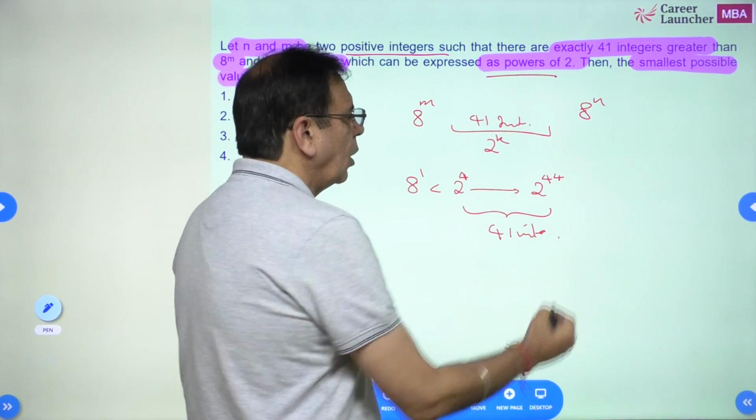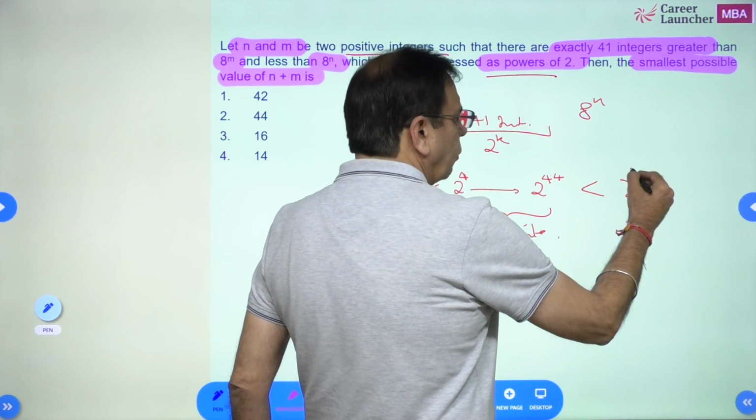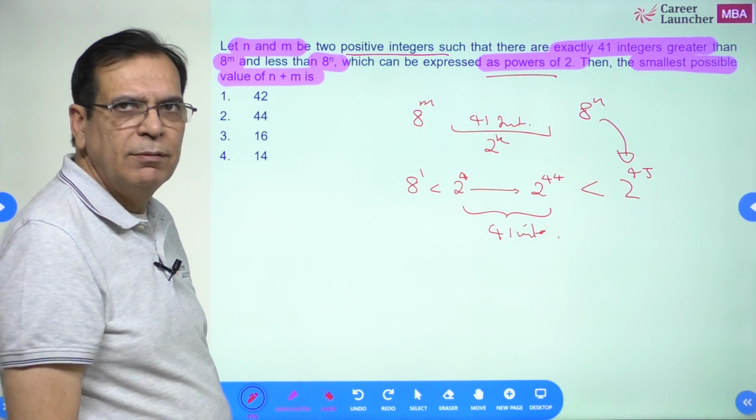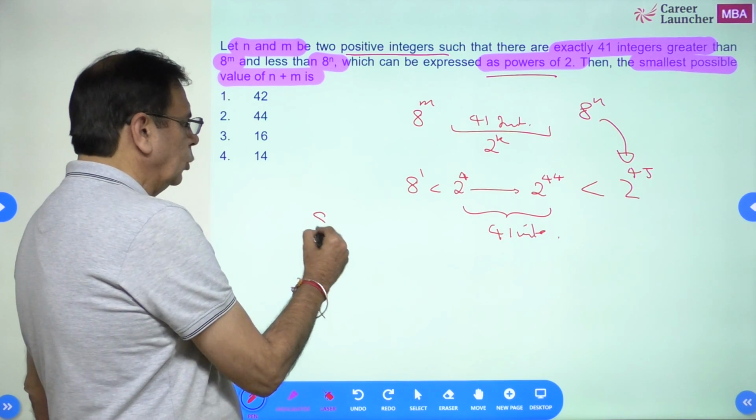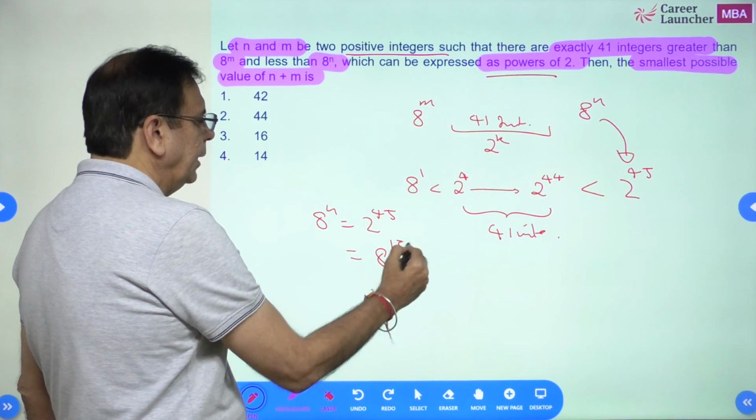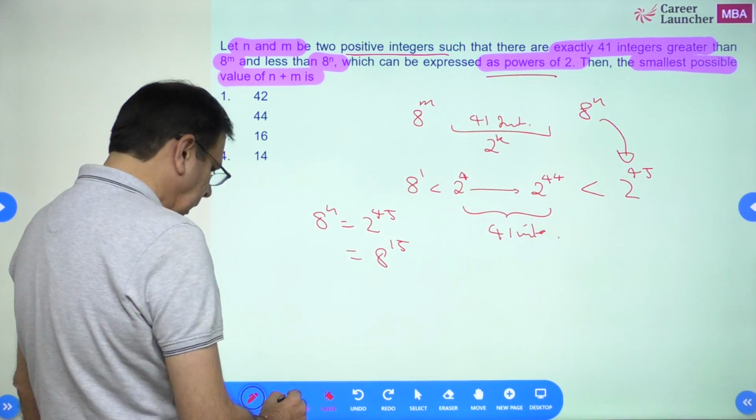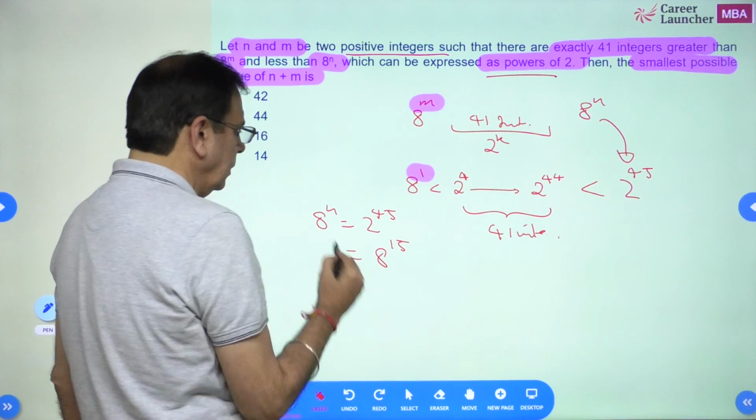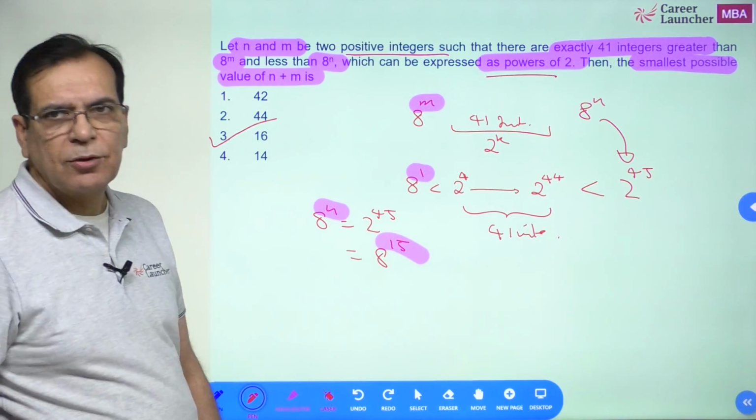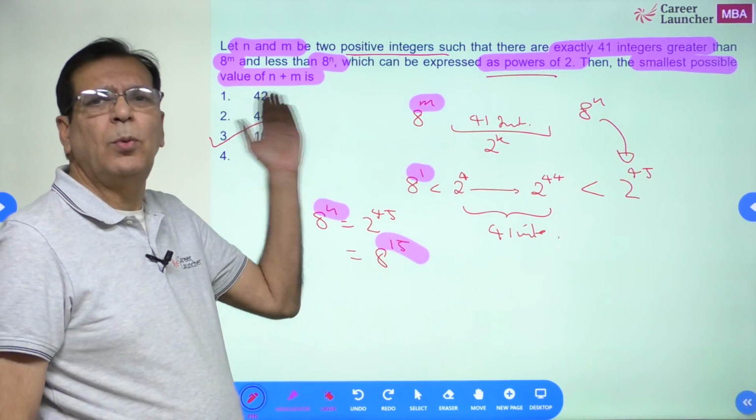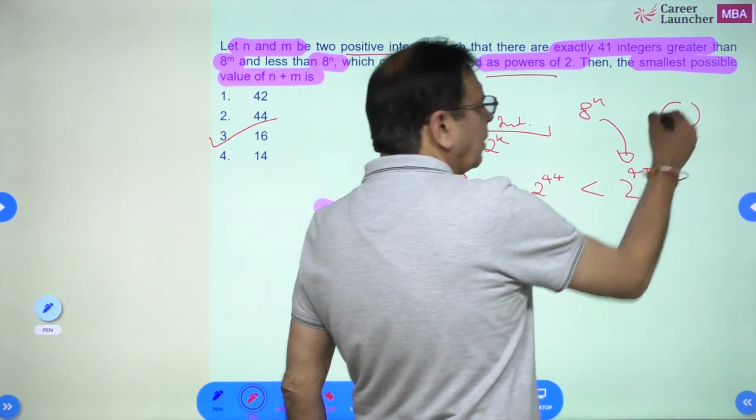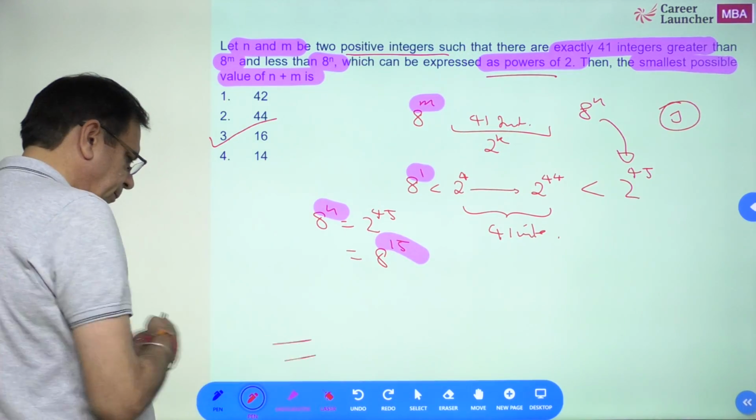Now this will obviously be less than 2 to power 45. So can I not say 8 to power n has to be equal to 2 to power 45? So 8 to power n is equal to 2 to power 45. This is nothing but 8 to power 15. So m we had taken as 1 and n is equal to 15. So m plus n will be 15 plus 1, 16. Again, all you needed to do was put value of m equal to 1 and solve further. If you make this simple jugaad case, the answer comes out.